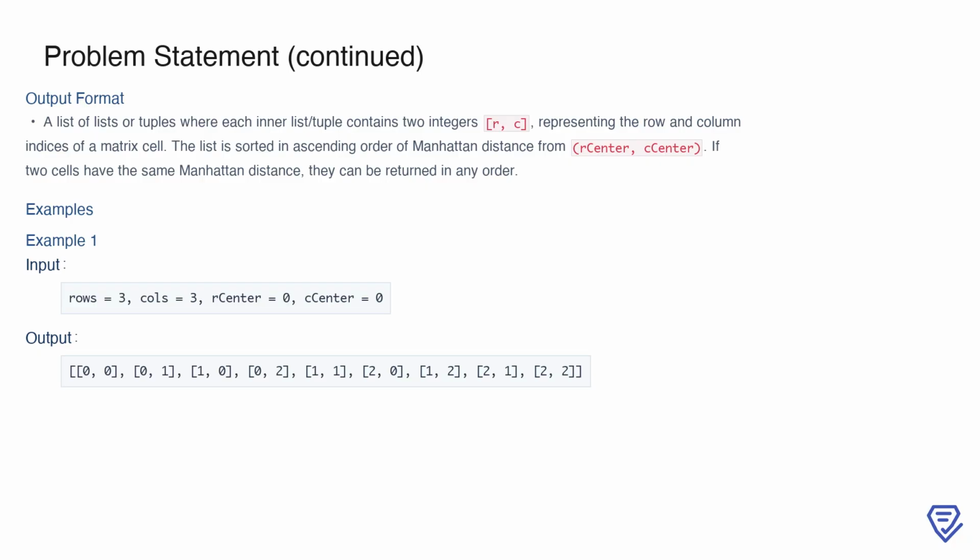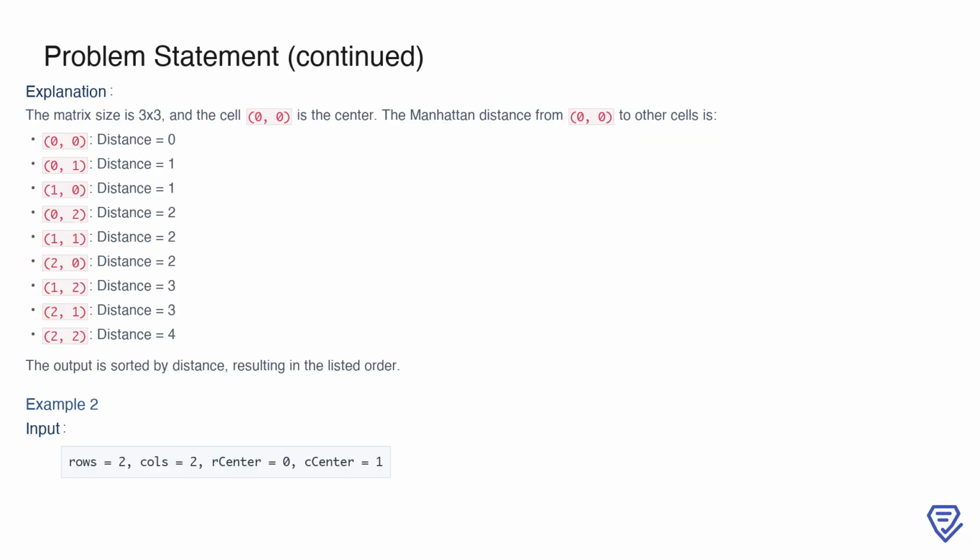To clarify this, let's look at the first example. Here, the input specifies a 3x3 matrix with the center cell at 0, 0. The output should list all the cells, starting with the center itself, followed by other cells in order of increasing Manhattan distance. The result is [0,0], [0,1], [1,0], [0,2], [1,1], [2,0], [1,2], [2,1], [2,2]. In the first example, the matrix is 3 times 3, and the center cell is 0, 0.